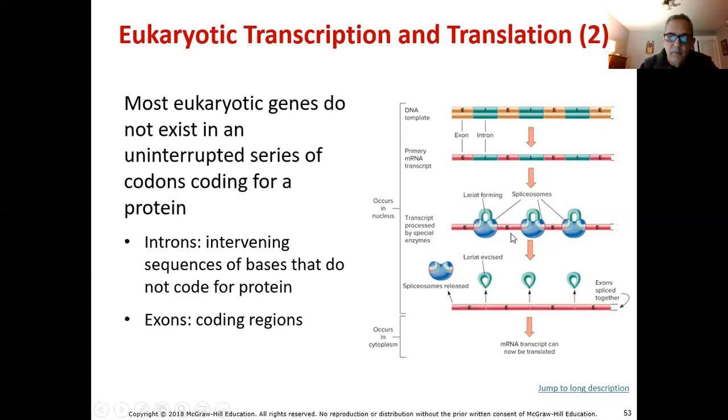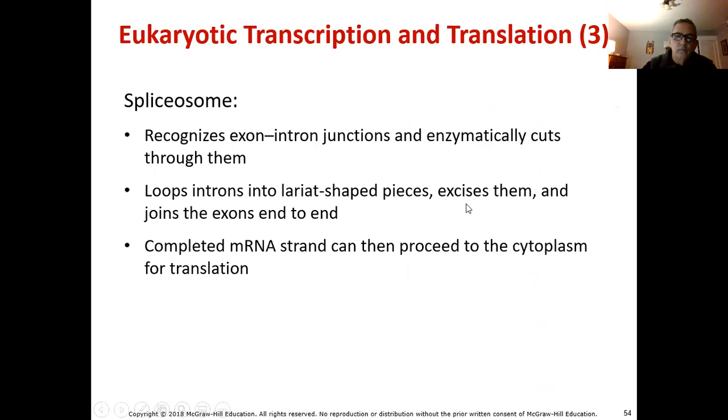There's these special enzymes that bind and form these sites called a spliceosome that removes the introns. Finally, the introns are removed and the exons that have the actual coding sequence are joined together. And you get a mature message RNA that can go into the cytoplasm to carry out protein synthesis. So the exons have the coding region, the introns do not. So the enzyme called a spliceosome recognizes the site between where the exon and intron is and removes the introns.